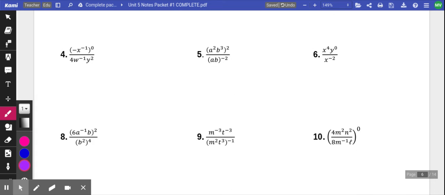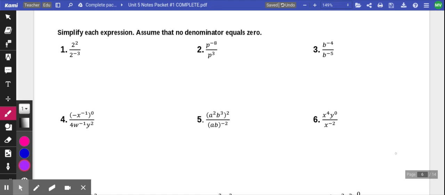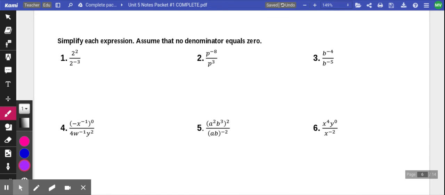So we have 10 examples of these. I want you to pause, do the first 6, and then I'll come back and do the last 3 with you.